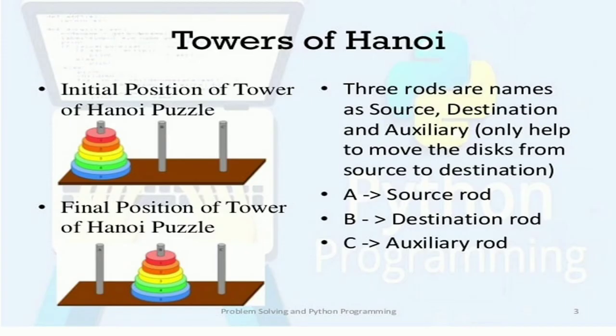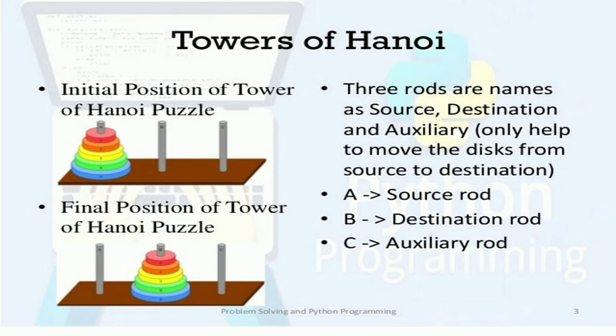The next topic is Tower of Hanoi. Tower of Hanoi is a mathematical game or puzzle. It was invented by a French mathematician in 1883. It consists of 3 rods and a number of discs of different sizes which can slide onto any rod.